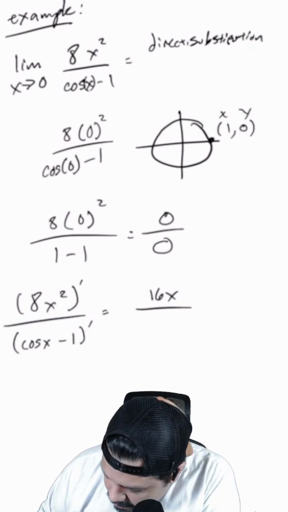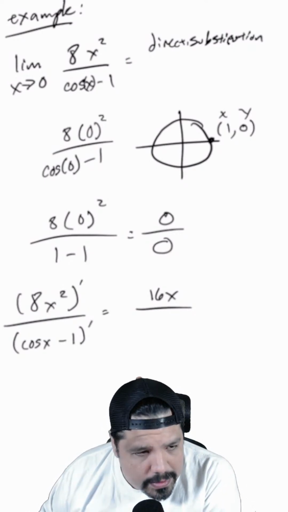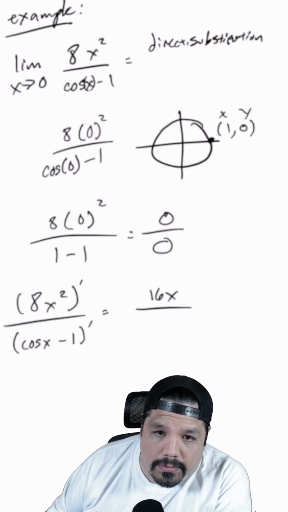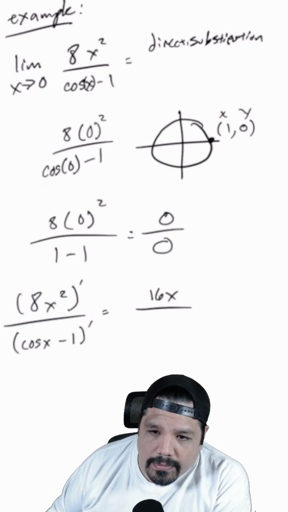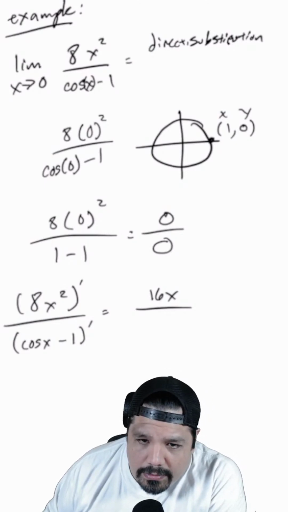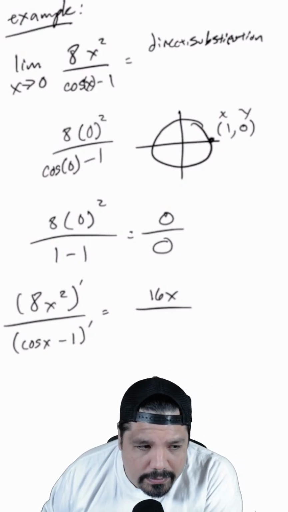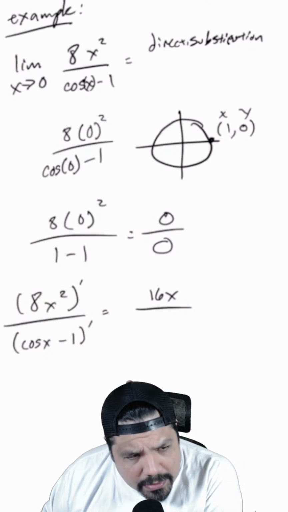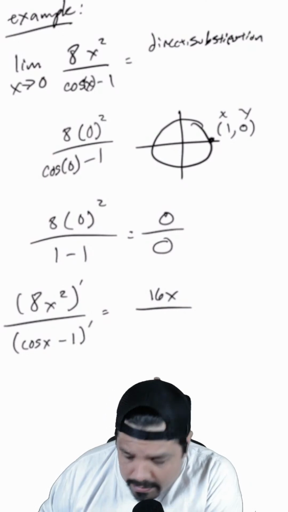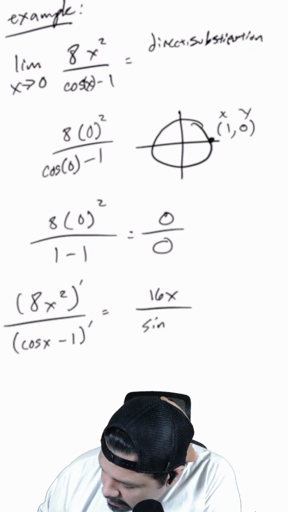Let's look at the derivative of cosine x minus 1. Well, we know that 1 is a constant, and that constant derivative is equal to 0. But what's the derivative of cosine x? That's sine x.